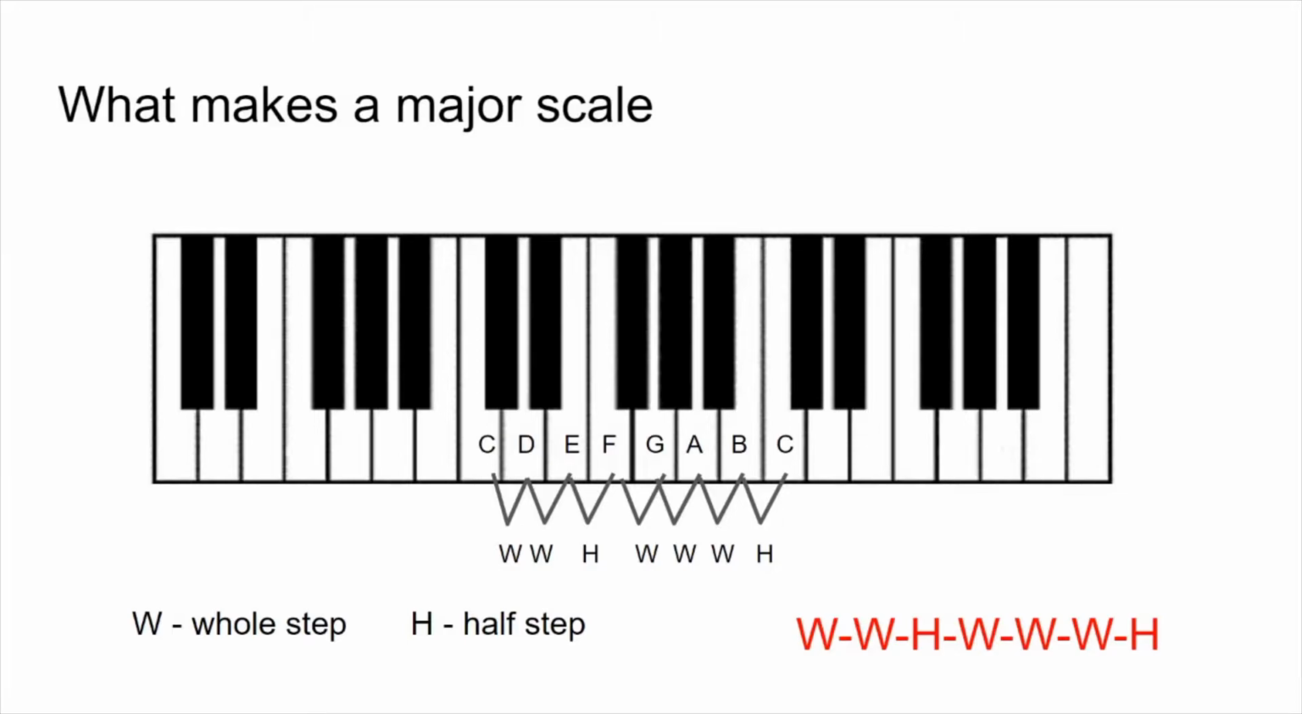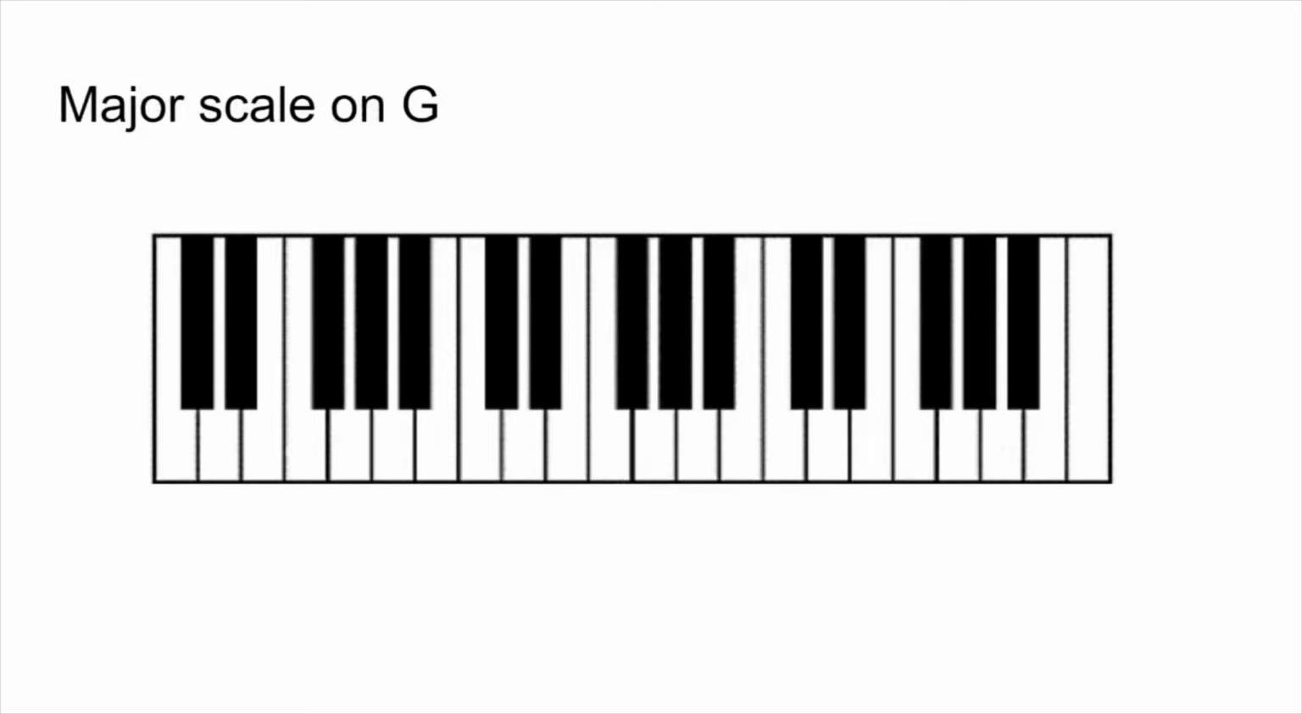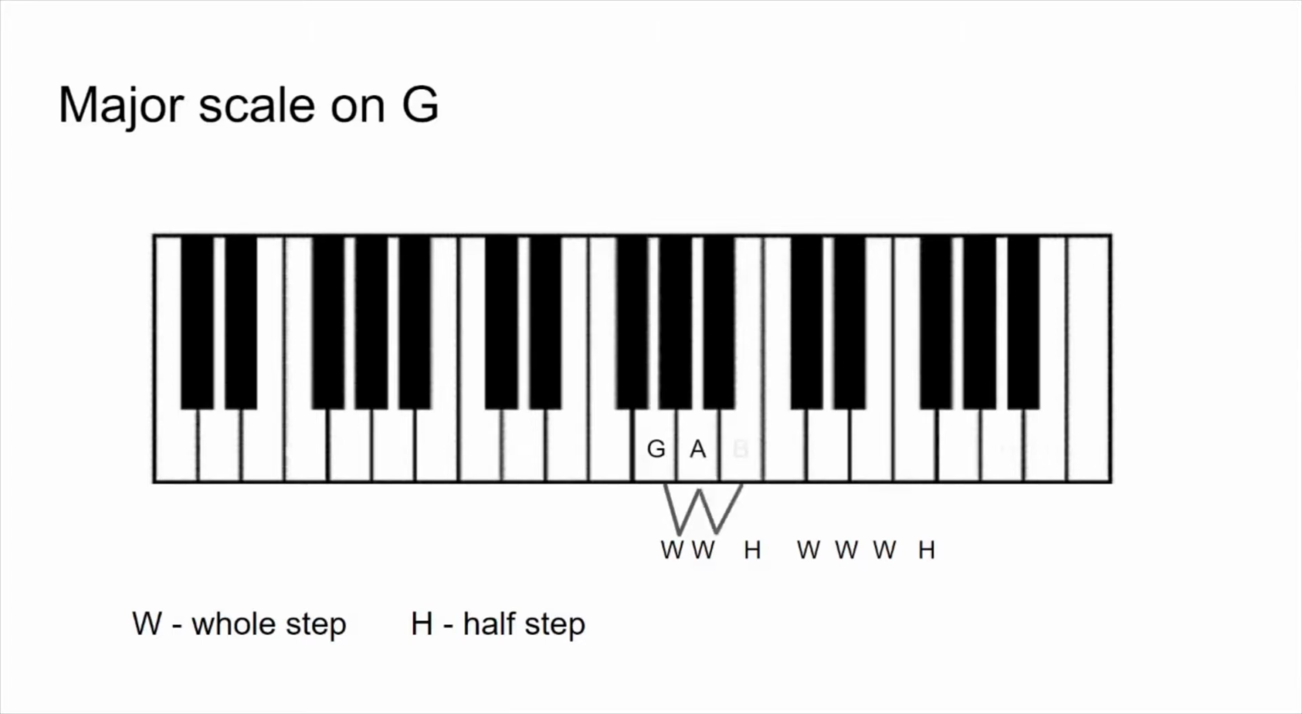Let's use this formula to derive another scale. Let's build a major scale starting on the note G. So we have our formula handy. We start with G, we move a whole step up, you get A. We move a whole step up, we get B. We move a half step and get C. Then we move a whole step and get D. Then we move another whole step and get E.